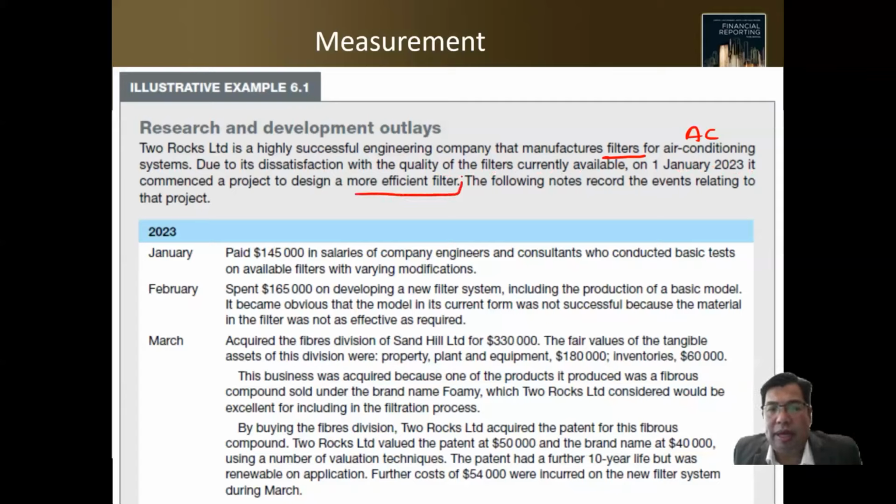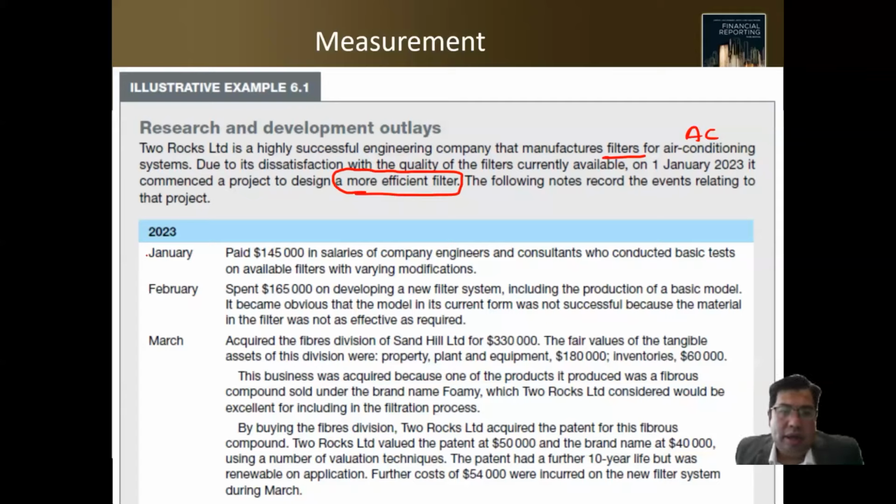So this will be the output. More efficient. You want to have this technology, the technical skill, the scientific knowledge on how to produce a more efficient filter, the AC filter, the aircon filter. So how does it start?